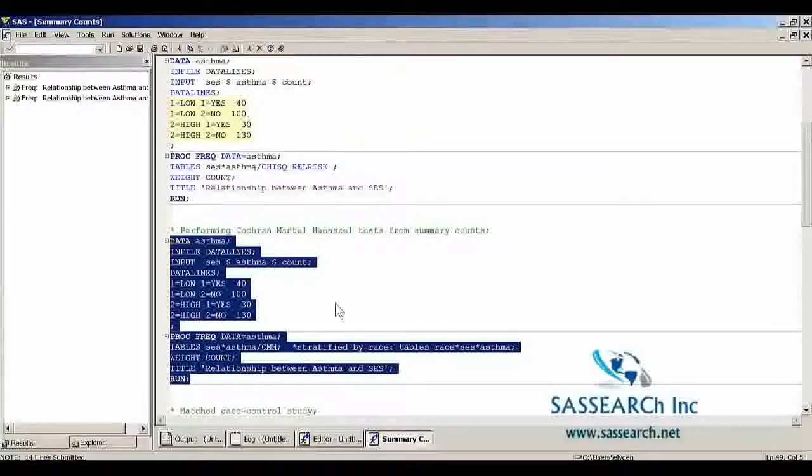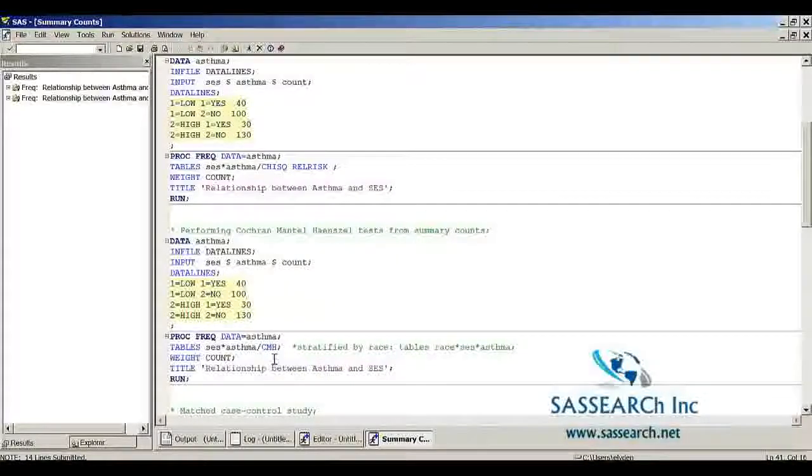And again, this is just another option that you can use in PROC FREQ, whether your data are summary counts or whether your data is person level data.